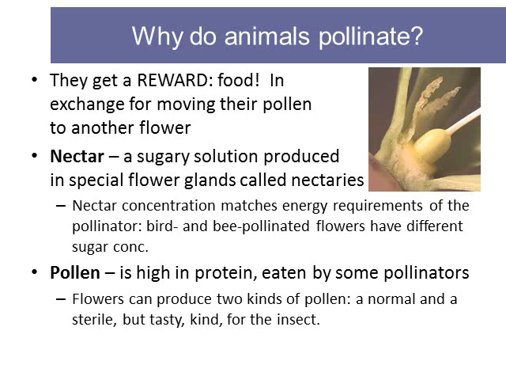Pollen is also high in protein and is eaten by some pollinators. And this is not great for the plant if they want to spread that pollen. So flowers often produce two kinds of pollen: a normal one that's fertile, and also a sterile but tasty kind for the insects. The insect eats the tasty one and then spreads the normal one.